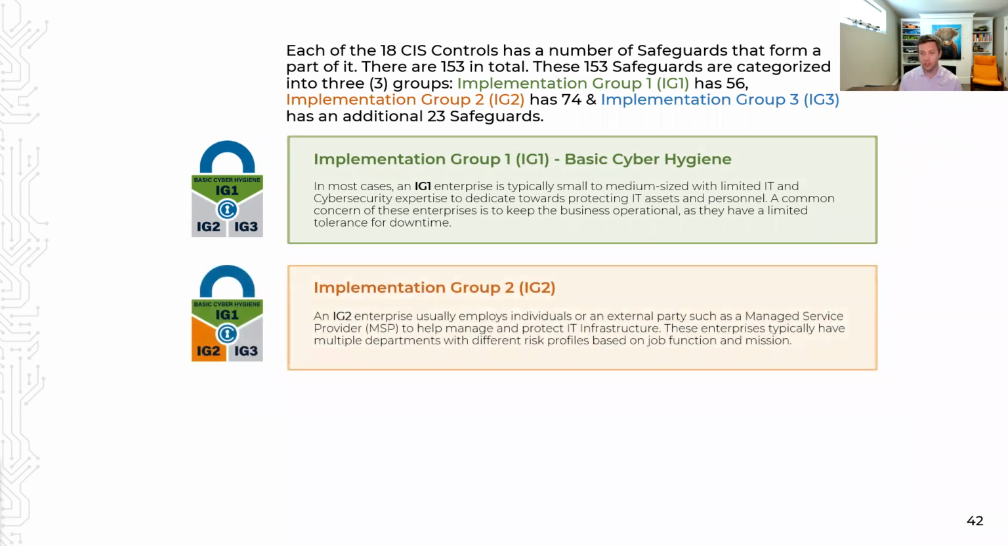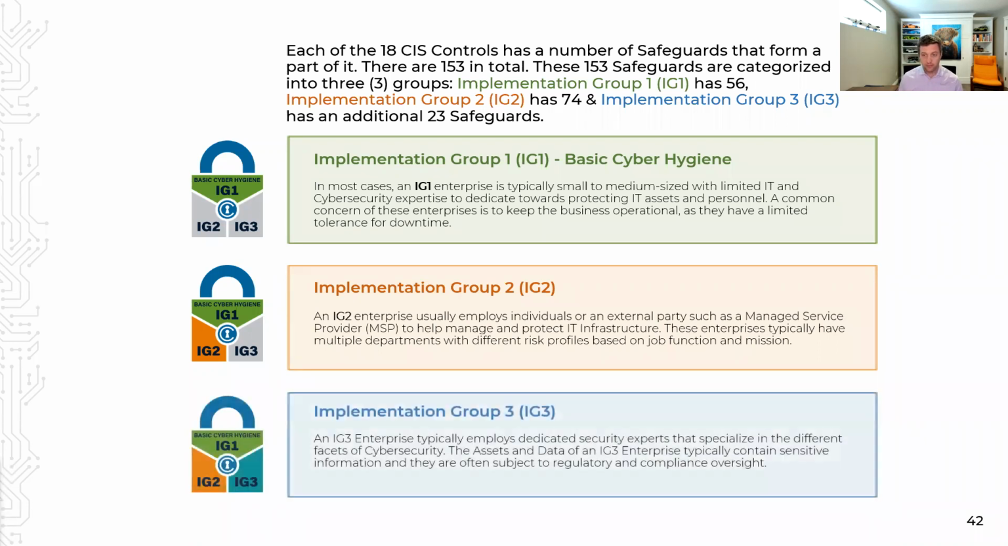If you're a little bit more mature, they talk in here about maybe you're working with a managed service provider like us, the expectation would be that you've gotten through implementation group 1 and you're working on the 74 items in implementation group 2. And if you had your own internal IT department, or you had compliance requirements, you were more advanced, you had a lot of intellectual property, you might be looking then at implementation group 3, which would be the last 23. So each layer builds on the one before it.